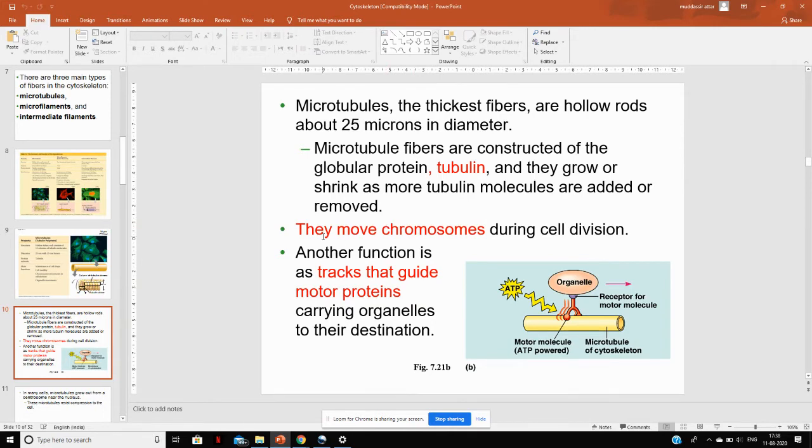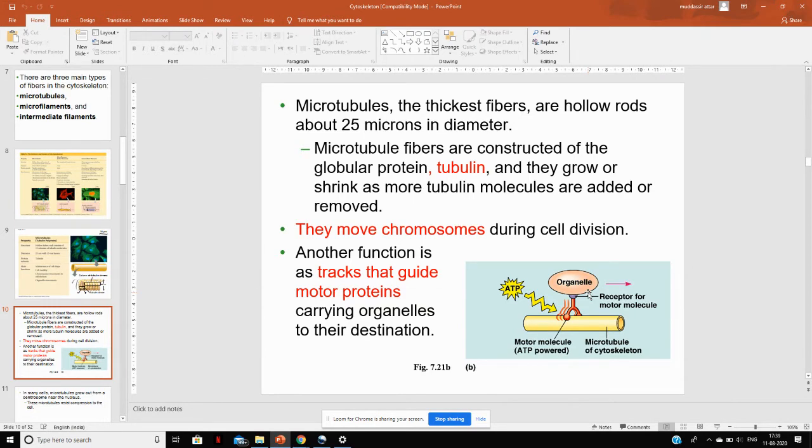So what they will be doing, they are involved in the movement of chromosomes, and another function is tracks that guide motor proteins carrying organelles to their destination. Okay, you can see it in the photograph there. Here, this is the microtubule of one of that type of cytoskeleton, and above it the motor protein is rested, which is ATP powered. That means adenosine triphosphate. It will be supplying the energy in the cell, and this is the organelle, which will be bound with the help of a receptor, and movement will be done.